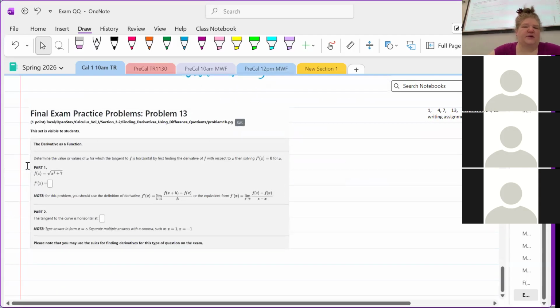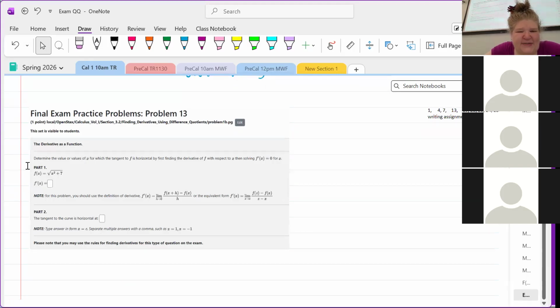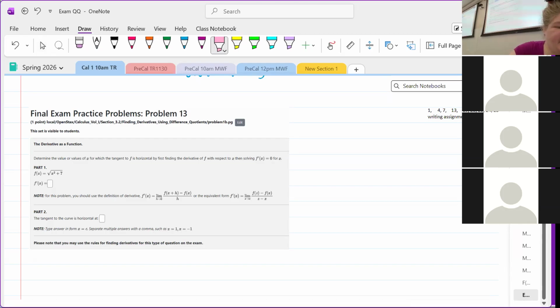All right. So on first look, problem 13 is like, oh dear God, why? We have a square root of x squared plus 7 is our function. And then it says, use the definition of the derivative. But then at the very bottom, there's this added note. On the final, you do not have to use the definition of the derivative. You can just use your normal derivative rules.